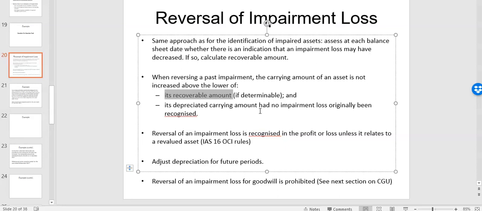Any reversal of a loss above that, where you go higher than this, is actually a revaluation, because you're revaluing it above where it would normally have been if no original impairment had occurred. Right, so that's important that we get an idea for that.